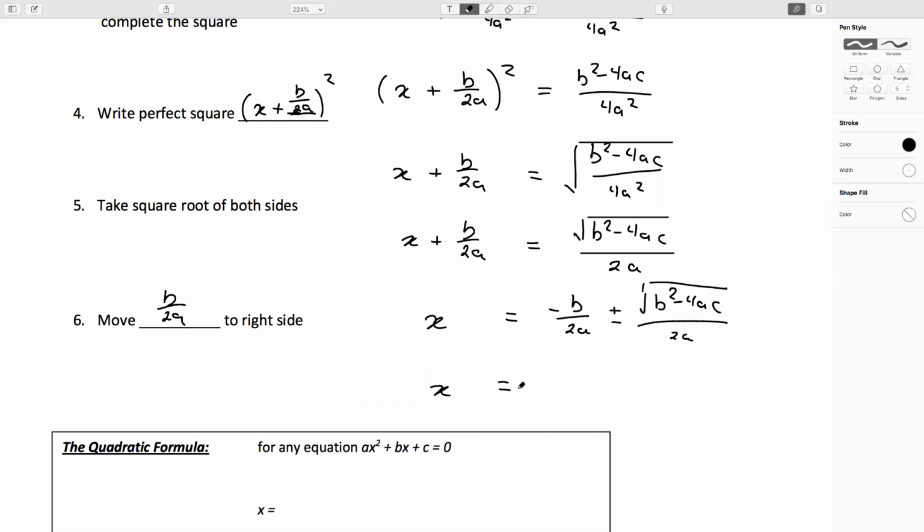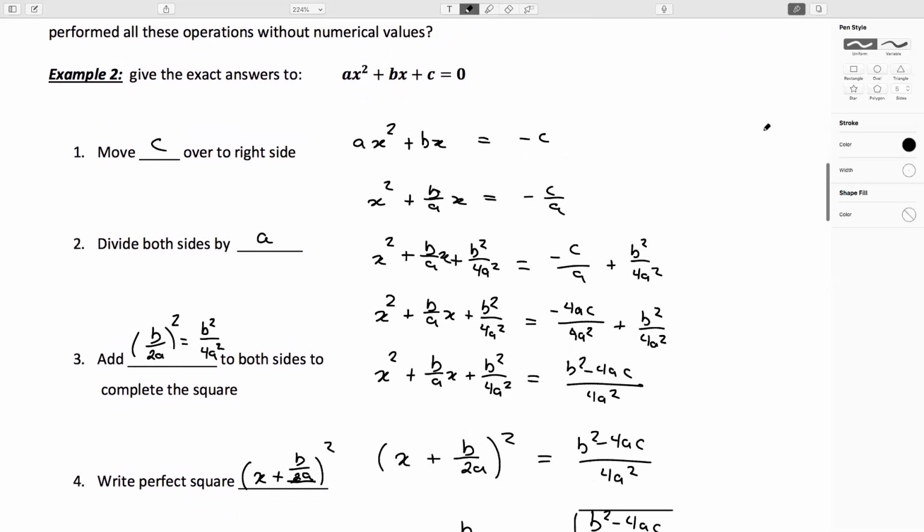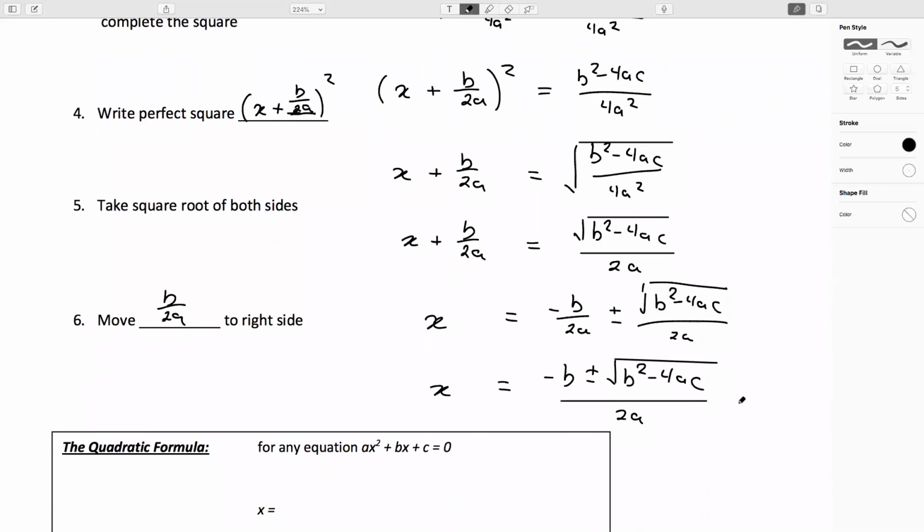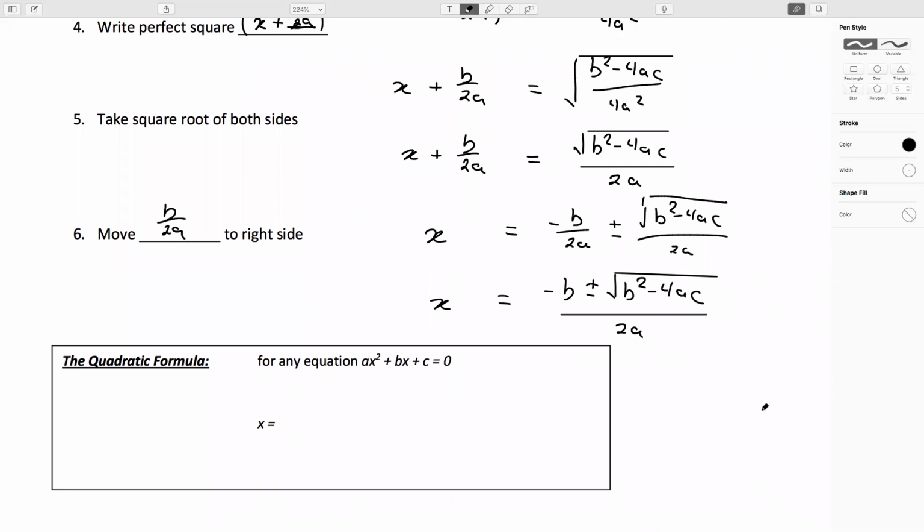If we join the right-hand side together, it will become negative b plus or minus the square root of b squared minus 4ac all over 2a. That's the quadratic formula in its full glory. So we made it. We started with the general equation. We did a whole lot of algebra by completing the square, and we've made this formula. So for any equation, ax squared plus bx plus c equals 0, x equals negative b plus or minus the square root of b squared minus 4ac all over 2a.